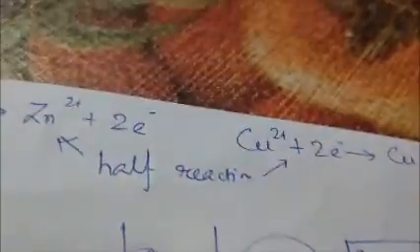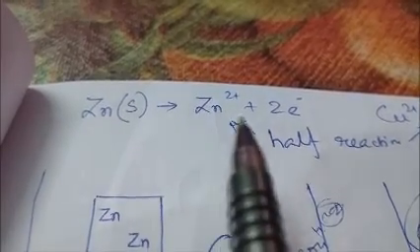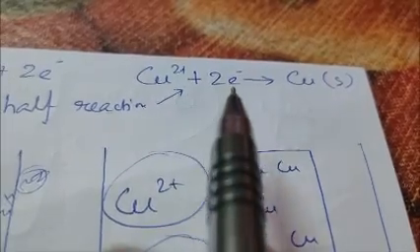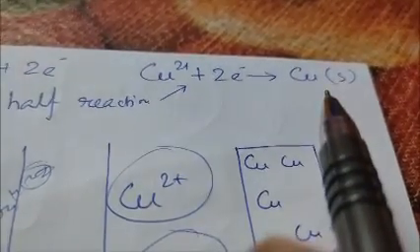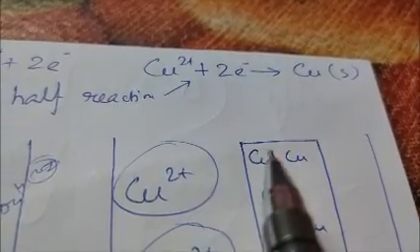There are two half reactions that basically happen in these two different cells. The first half reaction is solid zinc giving up 2 electrons to give Zn2+ plus 2 electrons, and the other half reaction is Cu2+ plus 2 electrons giving copper solid, which has been deposited over this copper.